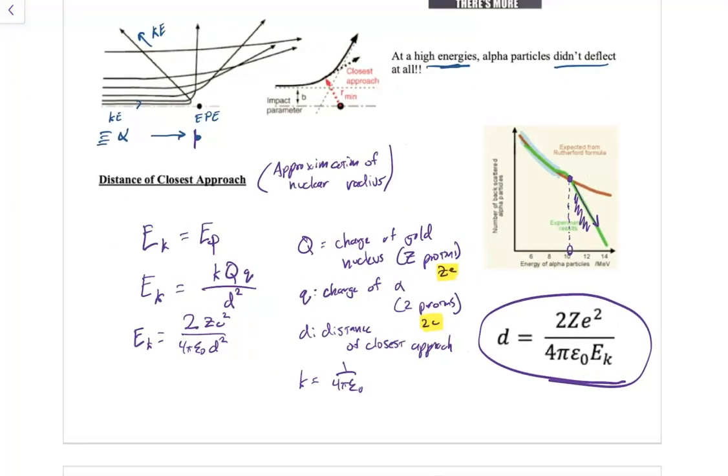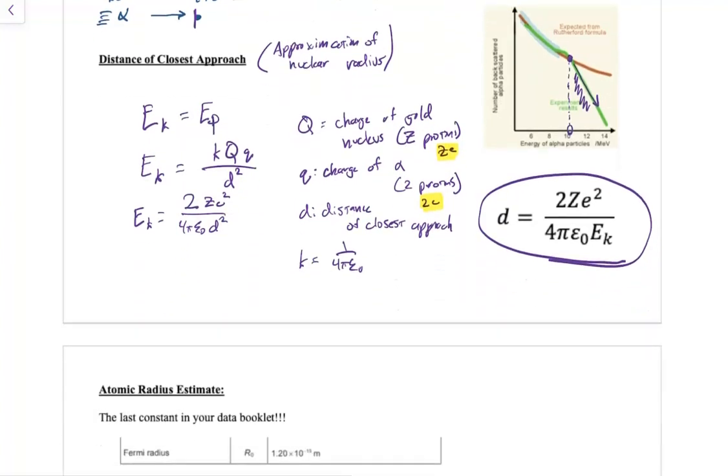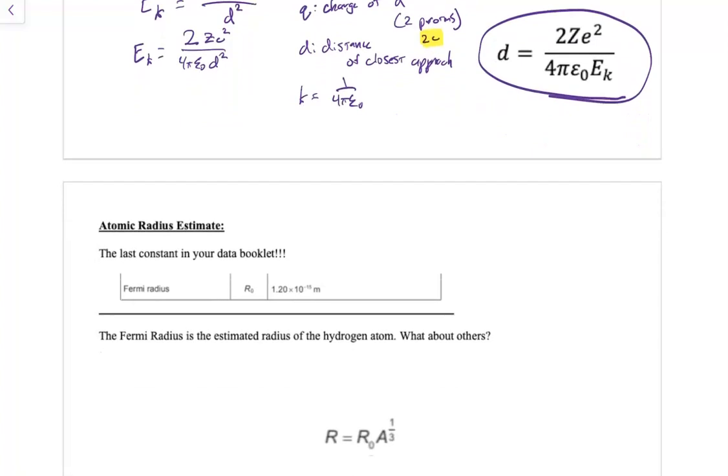So when you do this, if you plug this relationship in, you'll end up finding an approximation which is pretty darn good to the atomic radius. If you do this over and over for a lot of different nuclei, there is a calculation, or a relationship, that matched how large the nuclear radius is for different atoms. So not even atomic numbers, it would be a mass number, protons and neutrons. And that's where we get to this atomic radius estimate.